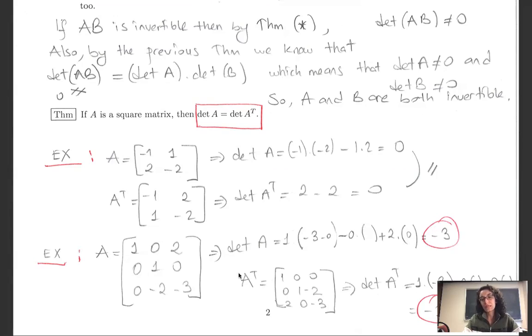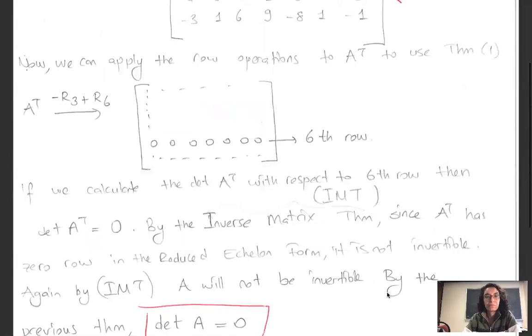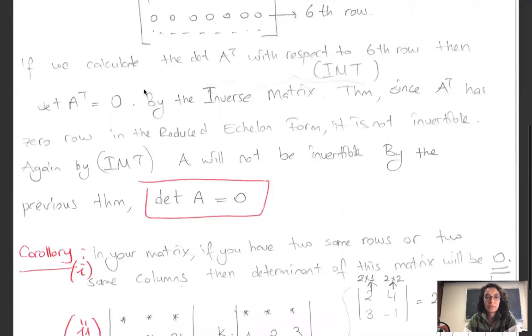And if you look at A transpose, the transpose will be this. Again, if you use the first row here, you will get 1 times the determinant of this submatrix, and I will get -3. You don't need to go ahead because you already have 0 entries here. So as you see, these determinants are the same. Okay. I think we talked about this example on Monday.